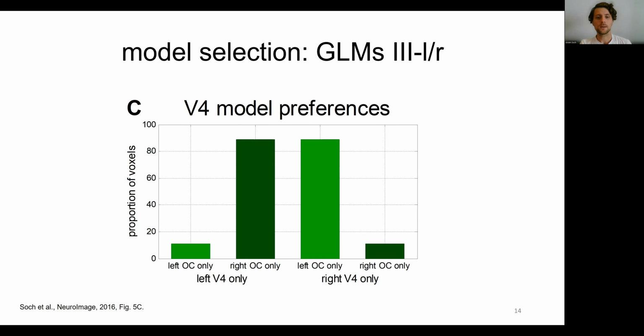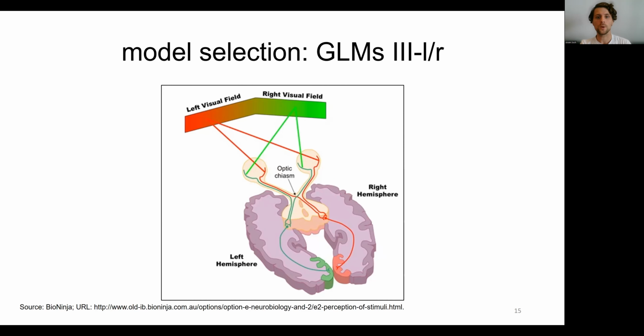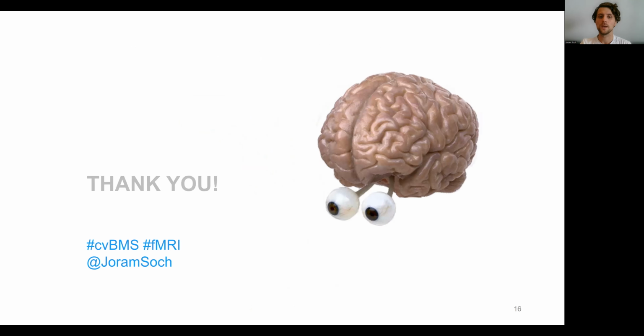This way we found that modeling only the right orientation contrast makes a better model in left V4, and modeling only the left orientation contrast makes a better model in right V4. So in other words, we are demonstrating the contralateral nature of visual processing in the human brain using model selection. So this is nice empirical validation.